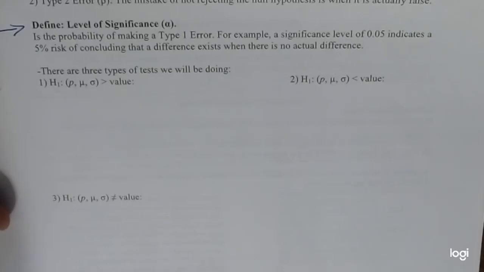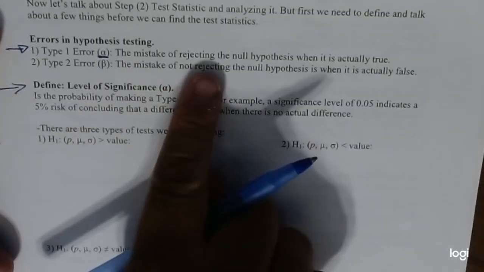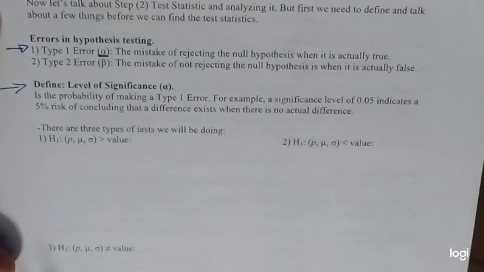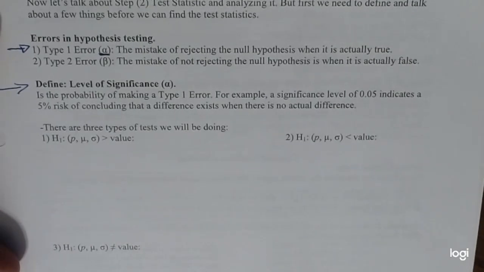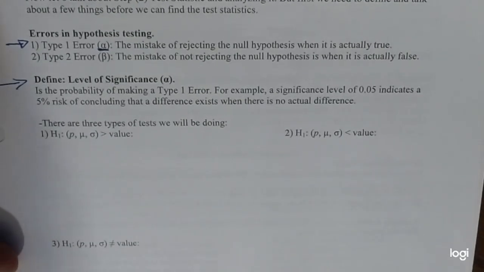So for example, a significance level of 0.05 indicates a 5% risk of concluding that a difference exists when there's no actual difference. Okay, so again, like I said, there's a 5% error when it came to my example of you being found guilty when you actually didn't do it, right? That's a big percent, right? 5% when it comes to going to prison or not. But we always usually want that error to be super, super small.